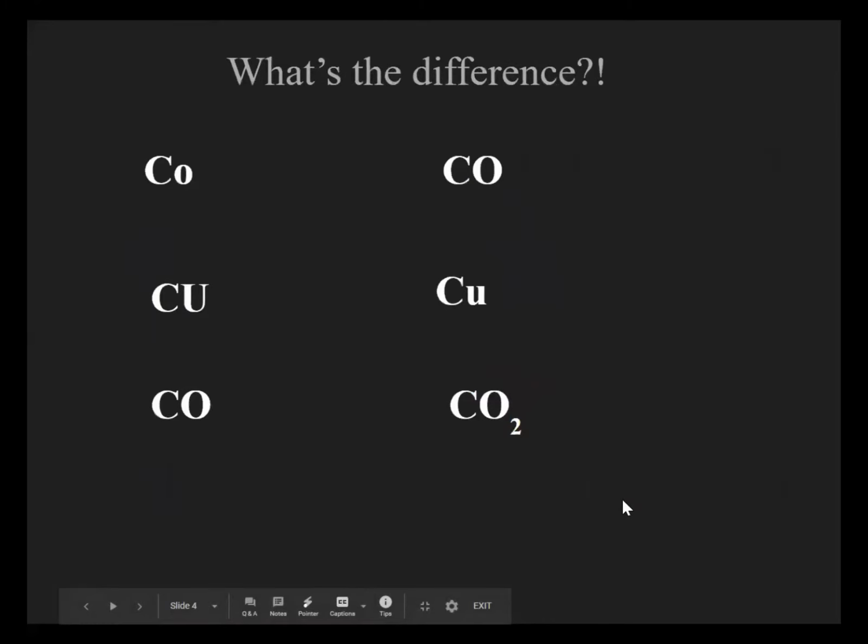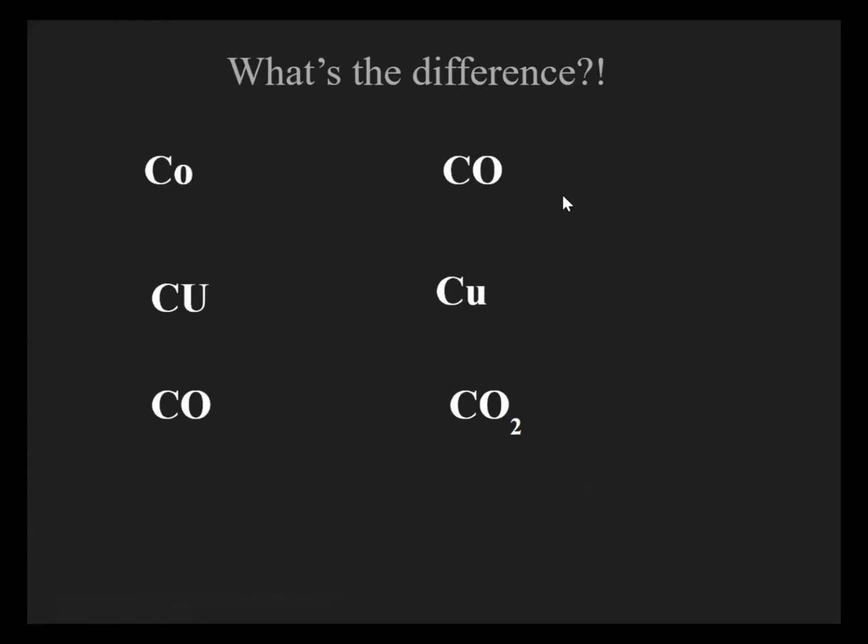Okay, so you might be like, okay, got it. That's easy. But a lot of people have trouble with the differences here. You guys got it pretty good last week when I did the little test for you, but let's just review. So let's look at what's the difference between this one here, capital C, little o, and capital C and capital O.